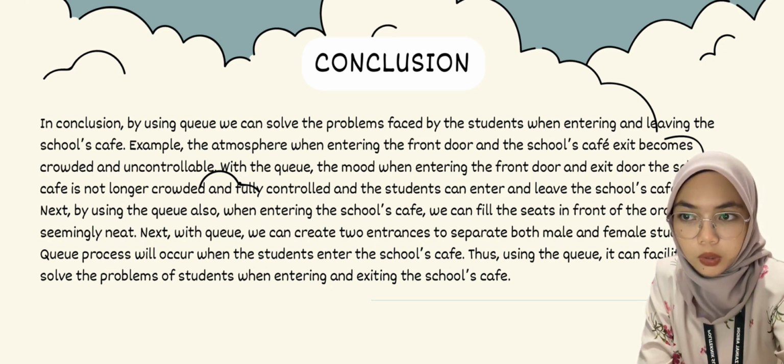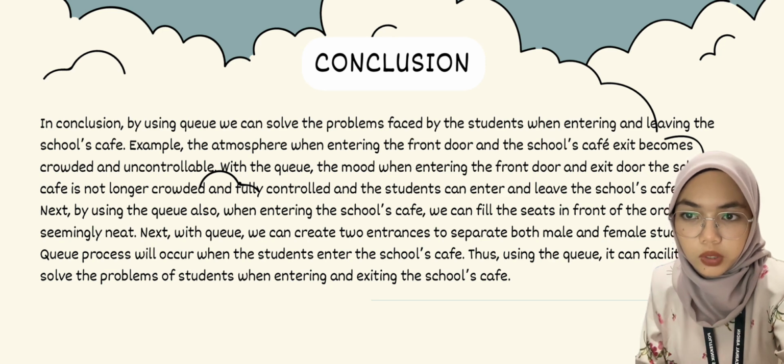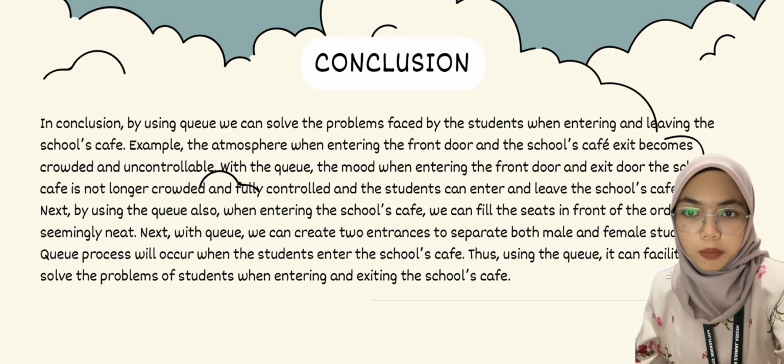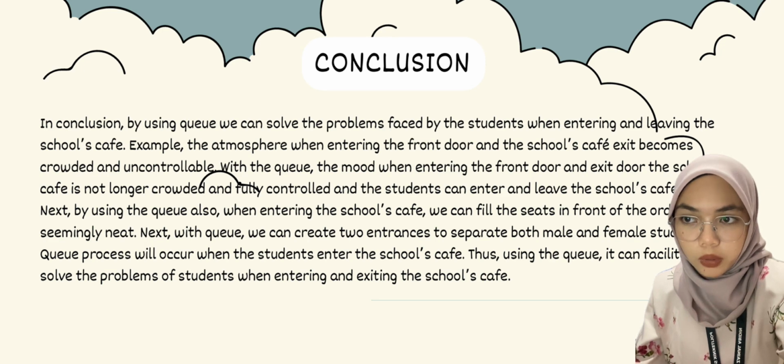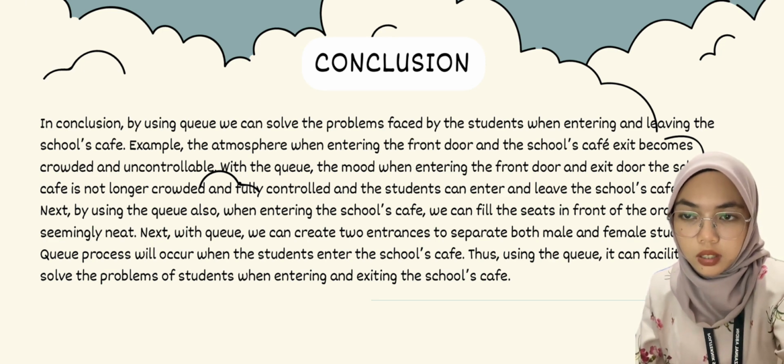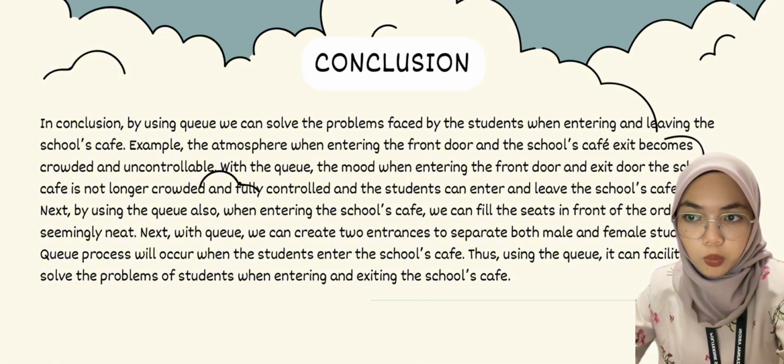Next, by using the queue also, when entering the school's cafe, we can fill the seats in front orderly, seemingly neat. Next, with queue, we can create two entrances to separate both male and female students. The queue process will occur when the students enter the school's cafe. Thus, using the queue, it can facilitate and solve the problem of students when entering and exiting the school's cafe. Thank you.